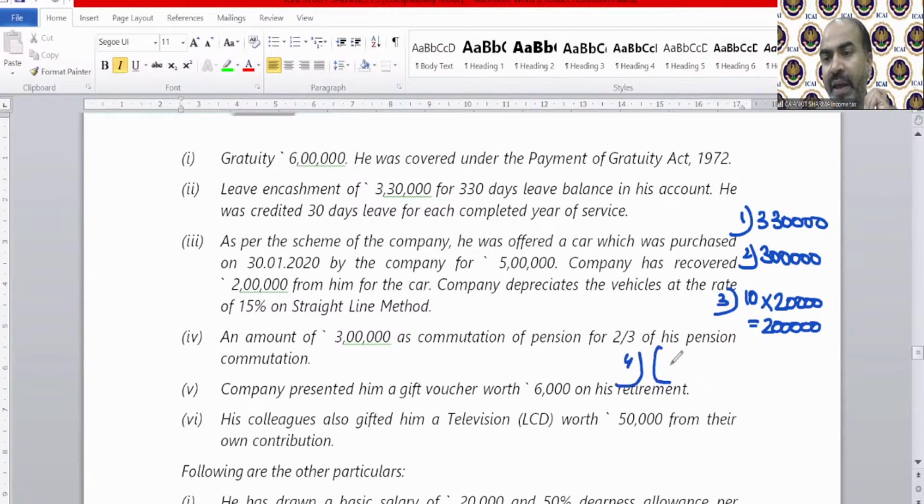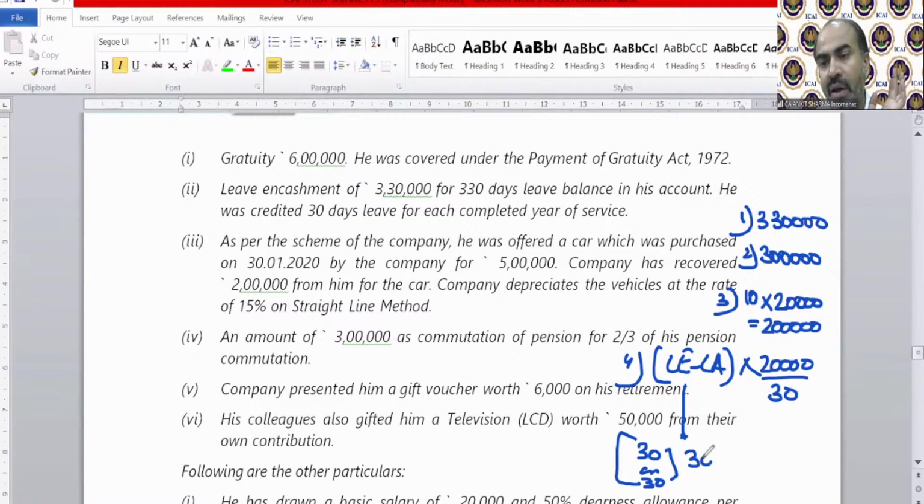Now fourth says leave earned minus leave availed into AMS upon 30. So leave earned, that means which has been allotted by your employer, cannot exceed 30. So 30 days leave is already assigned to you every year. So 30, or the government value is also 30. So whichever is lower, that is again 30. And number of years you served, I guess, 30 years and 1 month. Okay. So 30 days of leave every year for 30 years. That means this will come to 900.